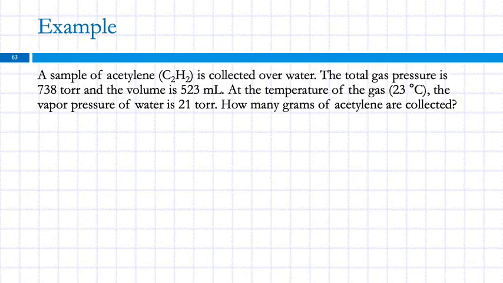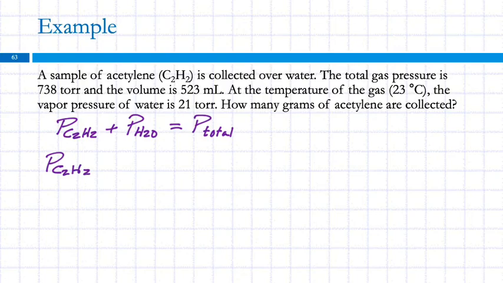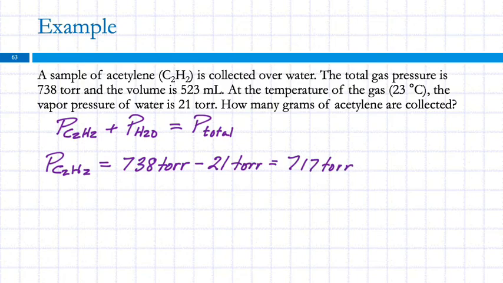So collecting over water, we have a mixture. So we have our acetylene and water vapor gives us our total pressure. They gave us the total pressure, they gave us the partial pressure of water, so the partial pressure of the acetylene is the total pressure, 738 torr, minus the partial pressure, or the vapor pressure of water, 21 torr, so that's what, 717 torr?